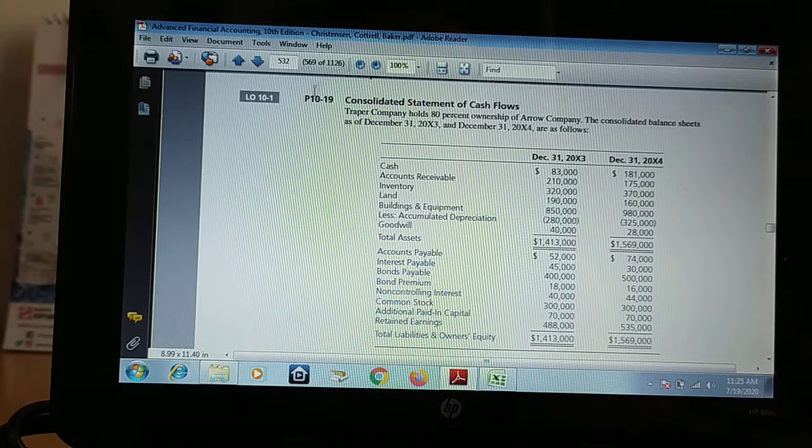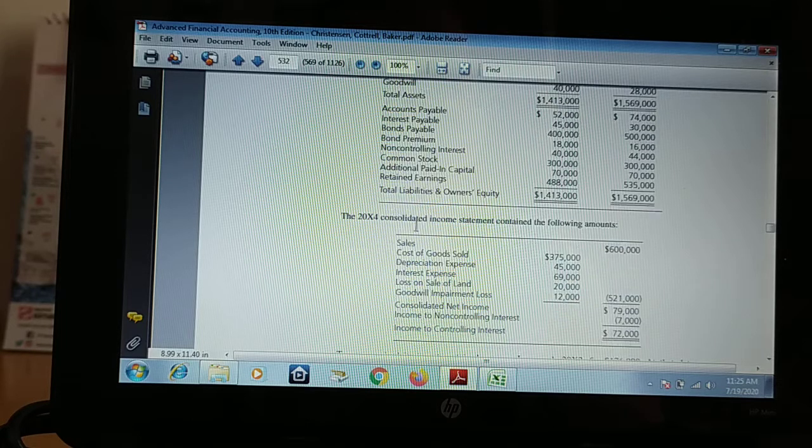Okay, for the third question, which is P1019, consolidated statement of cash flow. Trapper Company holds 80% ownership of Aero Company. The consolidated balance sheets as of December 31st, 2003 and 2004 are as follows. Again, we are given the comparative balance sheet and then the consolidated income statement.